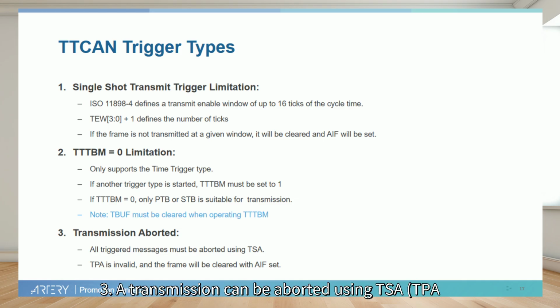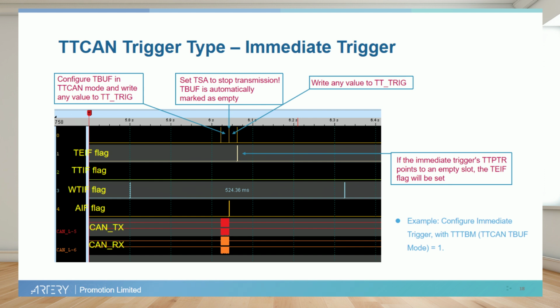Third, a transmission can be aborted using TSA. TPA has no meaning. After aborted, the buffer slot of the frame is marked as empty by hardware and the AIF will be set. First, let's look at the immediate trigger.